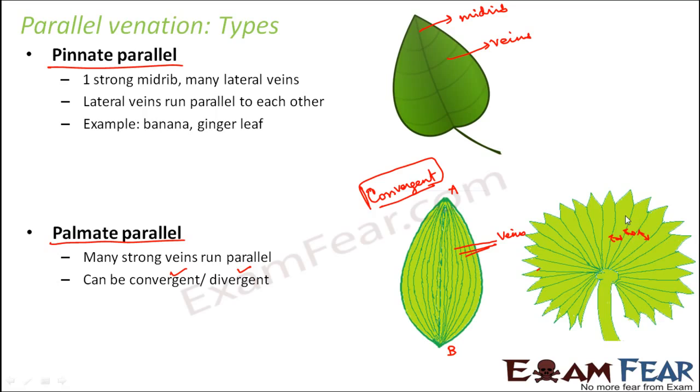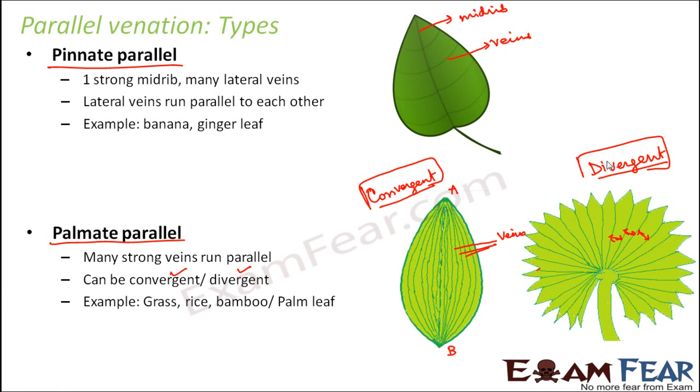But in case of reticulate venation, you saw that there were veinlets arising from here and there and it was creating a network. But in this case, it is not like that. So everything is systematic. You don't have haphazard arrangement anywhere. So this is an example of divergent palmate parallel. One example of divergent palmate parallel would be palm leaf. An example of a convergent palmate parallel would be, say, grass, bamboo, rice. These are all examples of convergent palmate parallel.